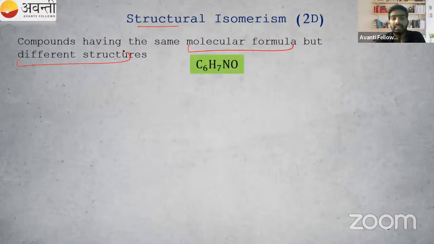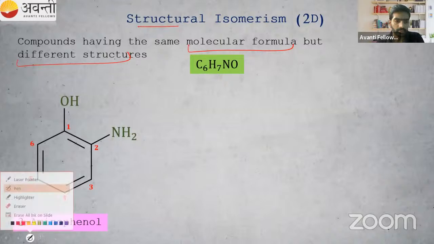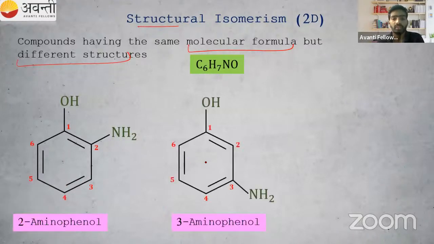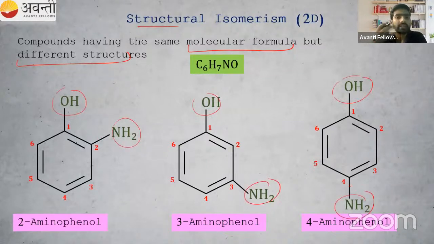Like C6H7NO. One structure is this, 2-amino phenol. Another one is 3-amino phenol, and the last one is 4-amino phenol. Now here you can see that the OH group is at the same position, but the NH2 position is getting changed, so the structure is getting changed. The molecular formula is the same but the structures are different, so it is structural isomerism.